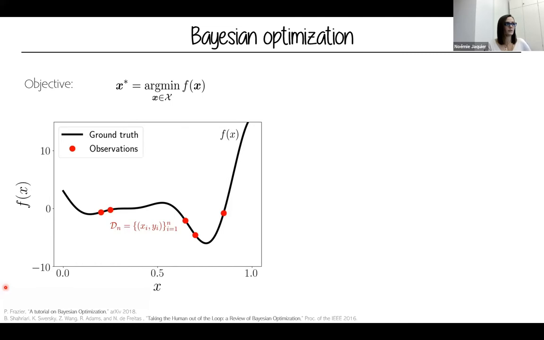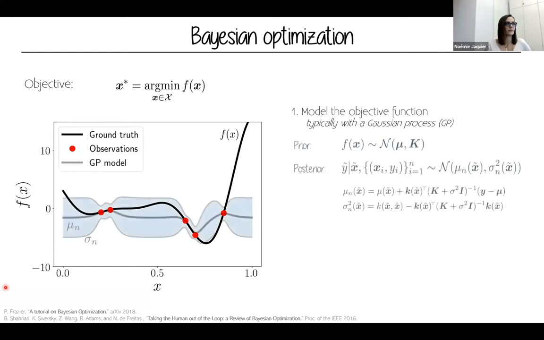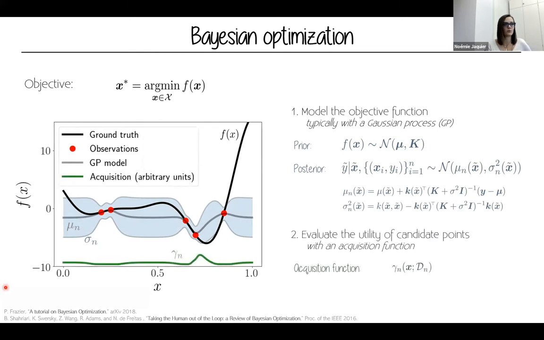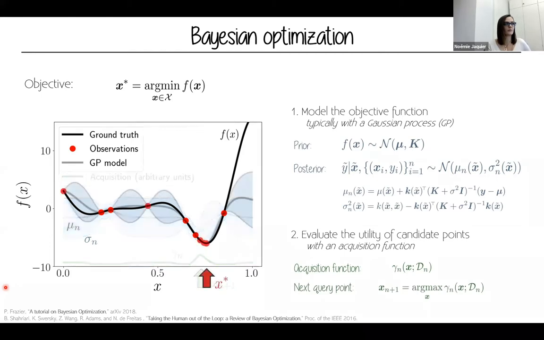So the idea here is, given some observations, we model this objective function typically with the Gaussian process. So we have here the prior and the posterior that gives us the model of our objective function. And then based on this Gaussian process, we can define an acquisition function to evaluate the utility of candidate points. This acquisition function solves the exploration-exploitation trade-off. So by maximizing this acquisition function, we find our next query point, and then we iterate, and usually BO is very data efficient in finding the minimum of our function.